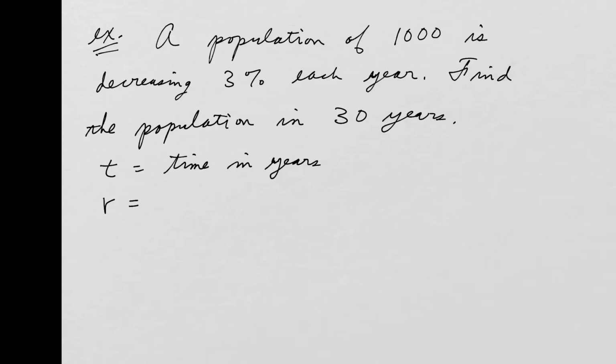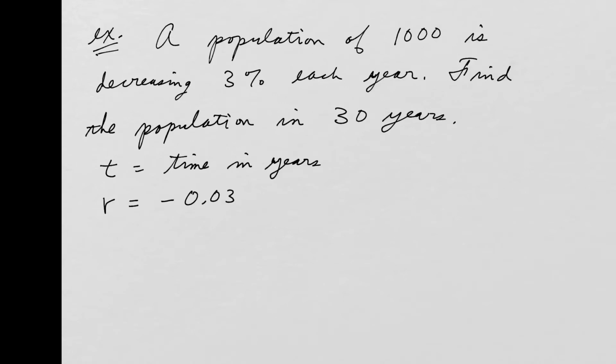And if we want to write it as a decimal, what's 3% as a decimal? It's 0.03, right? You have to move that decimal point 2 places to the left, or you can think of it as dividing by 100. 3 divided by 100 is the same as moving the decimal point 2 places to the left. So R in this case is going to be negative 0.03.